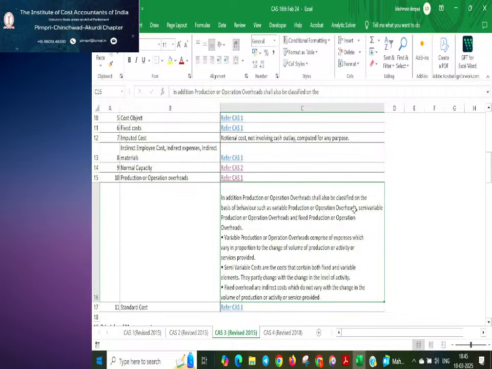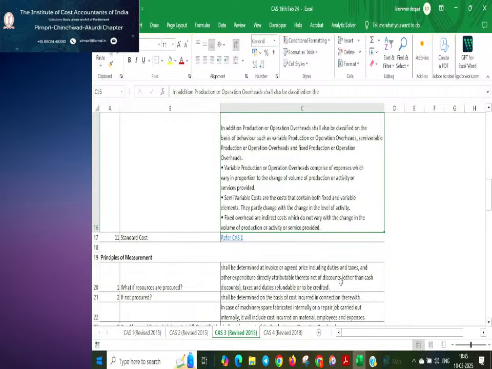So when you talk about the basis of behavior, what is the cost classification on the basis of behavior? Fixed, variable, semi-variable. So that is what it says. So we have variable production or operation overheads, semi-variable, and fixed production or operation overheads. So this is an additional definition.